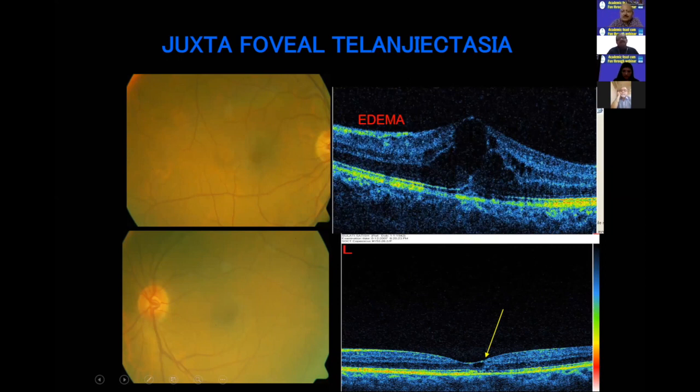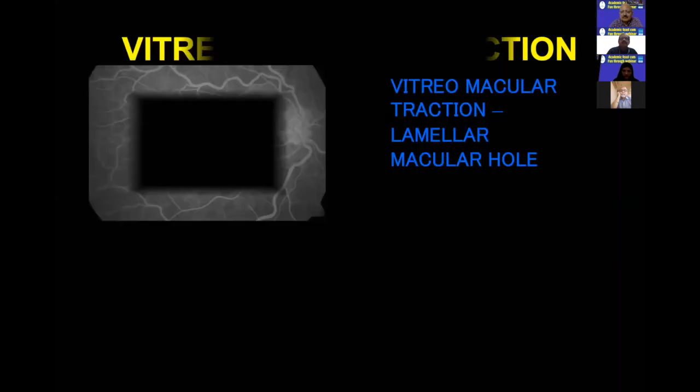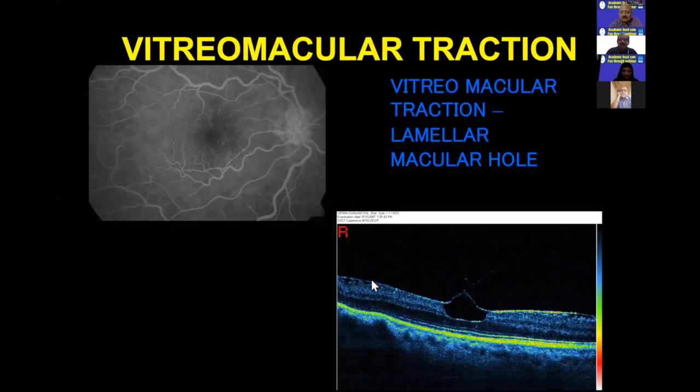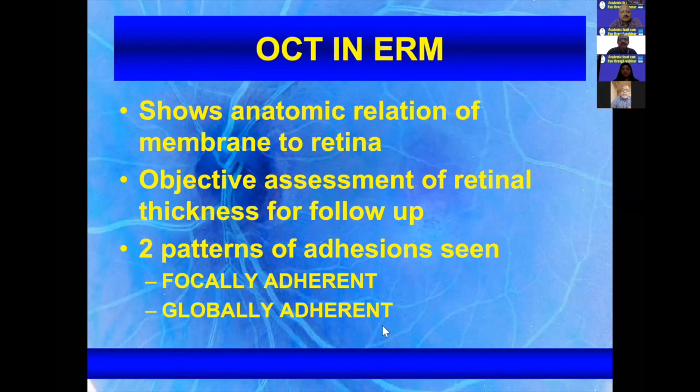Now, OCT in vitreoretinal traction patients. This is a patient of vitreomacular traction. You can see the epiretinal membrane, and this is the vitreomacular traction. This is a pseudo hole kind of situation, which is causing a lamellar hole kind of appearance in the vitreomacular traction patient. In epiretinal membrane, two patterns of adhesion are seen. One is focally adherent and the other is globally adherent.